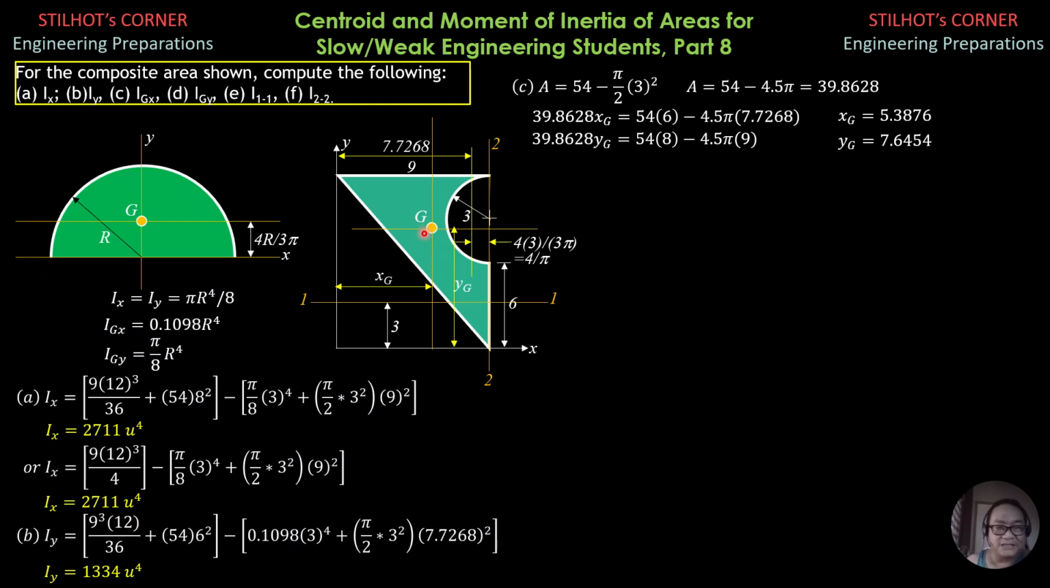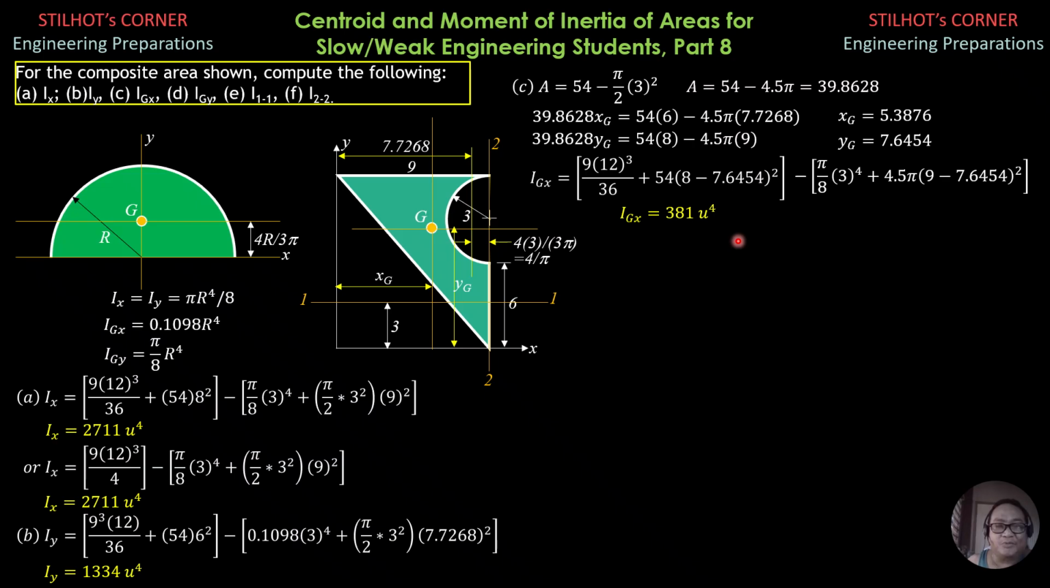So first for IGX. So IGX is IGX of triangle, which is 9 times 12 cubed over 36, then plus area 54, then the distance is 8 because the distance of the centroid of the triangle from the x-axis is 8 units, and yg is 7.6454, therefore the distance is 8 minus 7.6454, then quantity square. Minus for the semicircle, pi over 8 radius to the fourth, the area 4.5 pi, and the distance between the centroidal axis and the centroidal axis of the entire area is equal to 9 minus yg quantity square. So pi over 8, 3 to the fourth plus 4.5 pi times 9 minus 7.6454 quantity square. Computing that is equal to 381 units to the fourth.